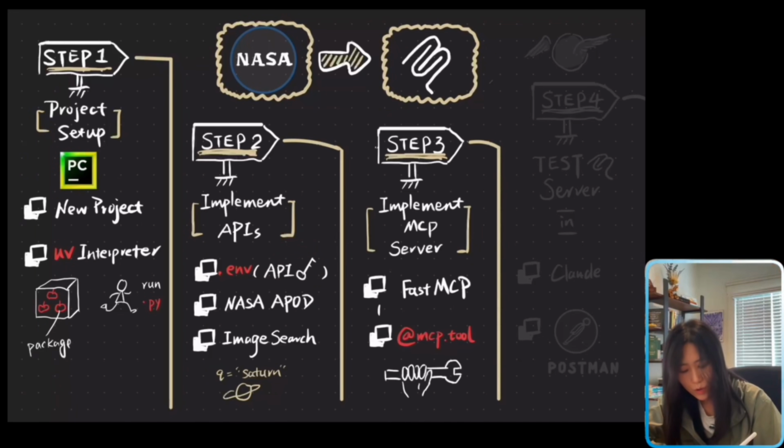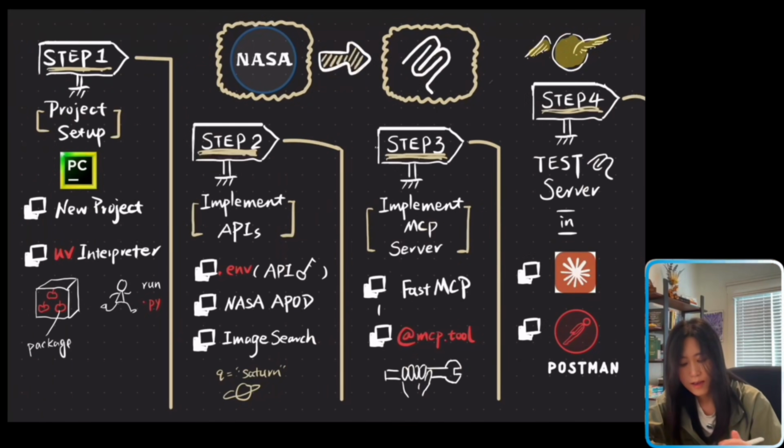And step 3, we're going to use FastMCP to implement the MCP server. The two most important things first: we're going to add a decorator mcp.tool to the endpoints we just implemented. And then we're going to use PyCharm's AI assistant to generate tool descriptions. And finally, step 4 is we're going to test the MCP server we just built in both Claude Desktop and Postman. Now let's start coding.